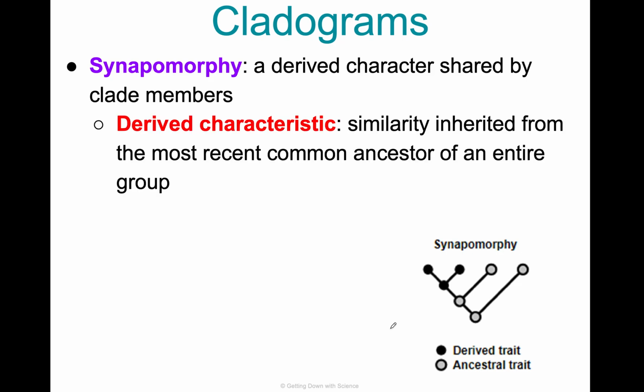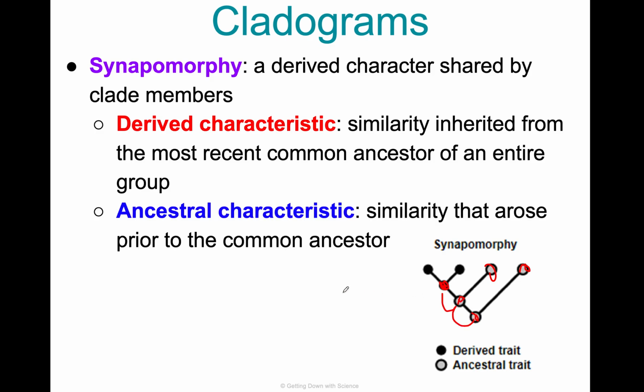Derived character shared by clade members, right? So there's a derived characteristic, similarities that are inherited from the most recent common ancestor of an entire group. So you can see here, there's an ancestral trait here, and an ancestral trait here, ancestral trait there, and an ancestral trait there. But then it goes on to change in some way to a derived trait. So this trait is similar to this one and this one, but it is a little bit different.